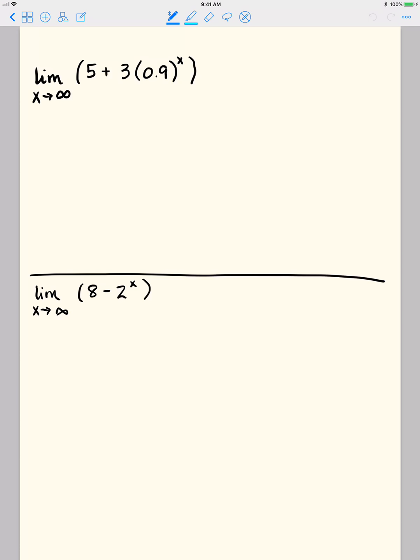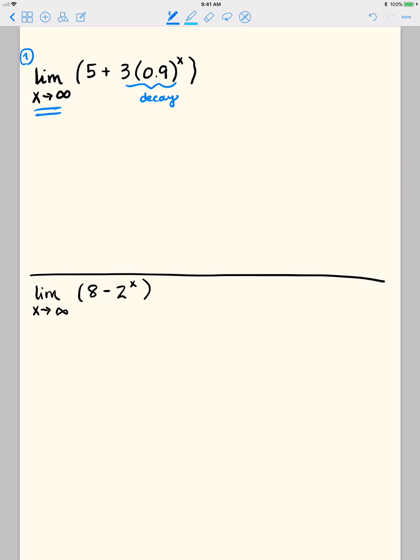So we'll start with a few exponential functions. This first example is going to look at the limit as x goes to infinity of the quantity 5 plus 3 times 0.9 to the x power. So to begin with, the 3 times 0.9 to the x power, that is a decay function. It's the number 5 plus a decay function, so it's really the graph of a decay function that's going to be bumped up 5 units on the y-axis, and we'll discuss that more when we do transformations.